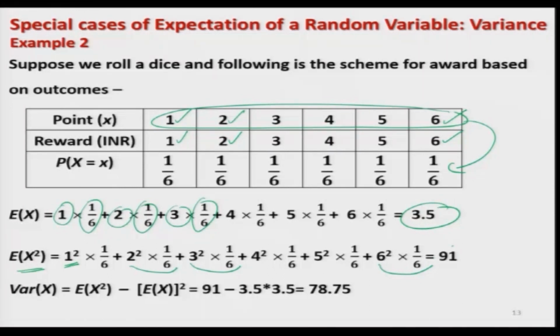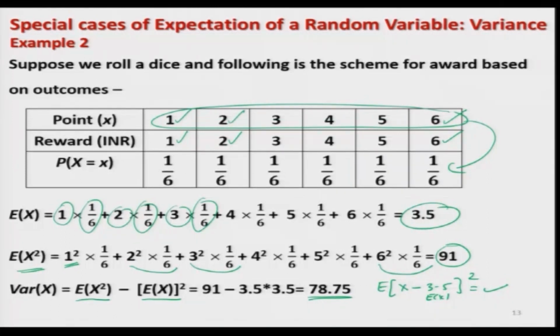And if you simplify, this will come out to be 91. If you try to find out the variance of x, that will simply become the expected value of x square minus the expected value of x whole square. So, you have obtained these two values, and this will come out to be 78.75. Well, in case you try to obtain it directly from the expected value of (x minus 3.5) whole square, and solve it, you will get the same value, no doubt about it.